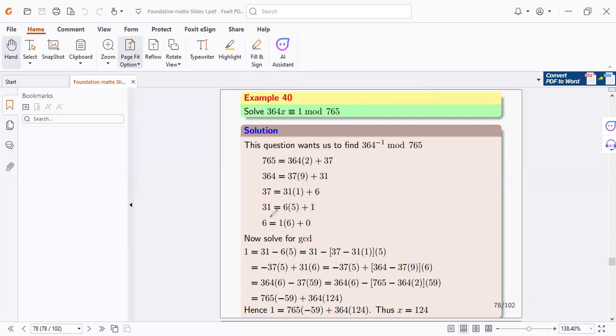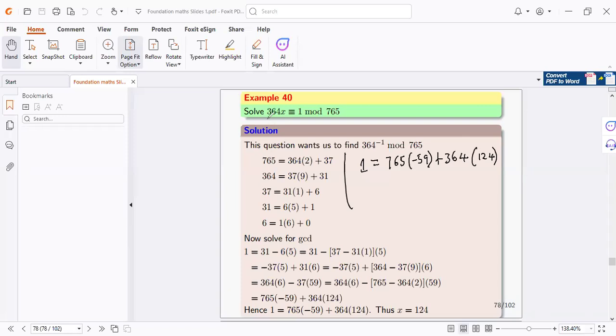So I show you how to get the inverse. Once you arrive at a point where you have now 1, the final stage, you've written 1 as a linear combination of 765, negative 59, and then plus 364, multiplied by 124.